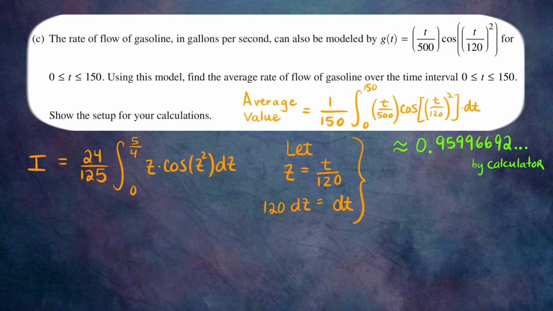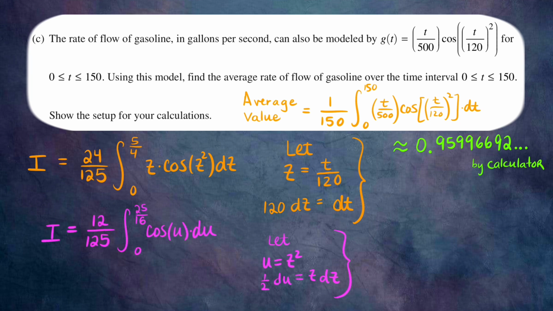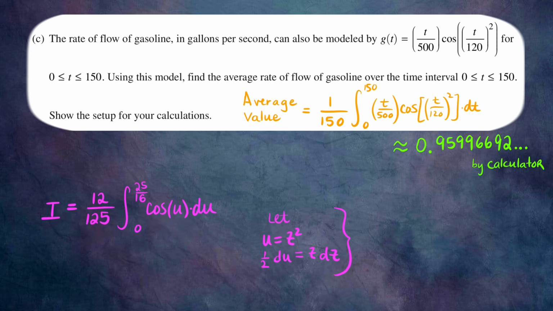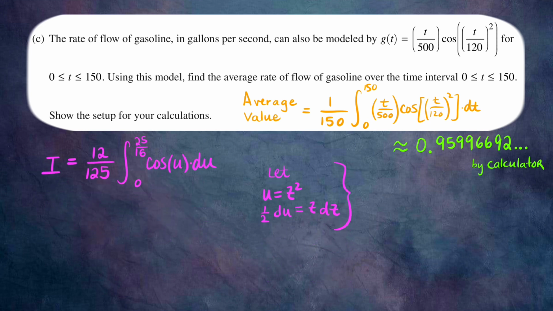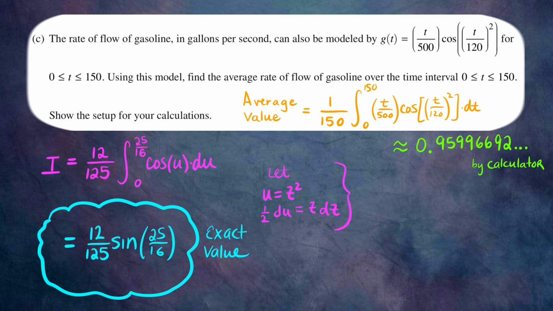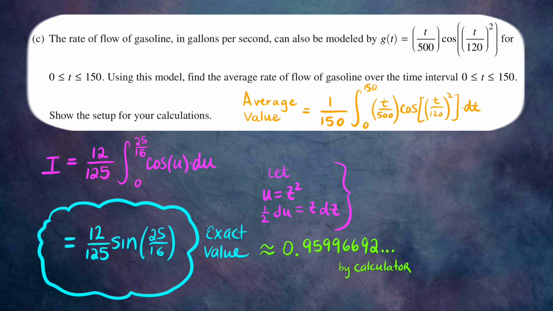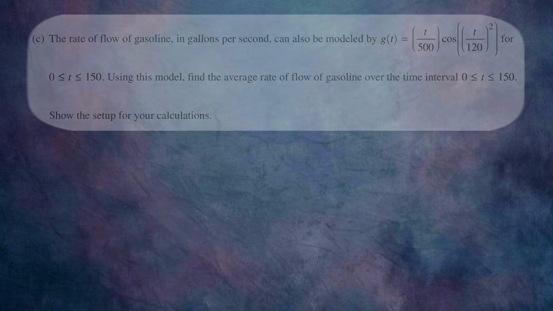But we'll have to do another substitution here, where u equal to z squared will do the trick, and now we get an integral that's just a cosine integral, with new limits of integration and a new constant in front. And evaluating this, the integral gives us the exact value of 12 over 125 multiplied by the sine of 25 over 16. And that is the exact value of the approximation we got earlier from our calculator. The average value.